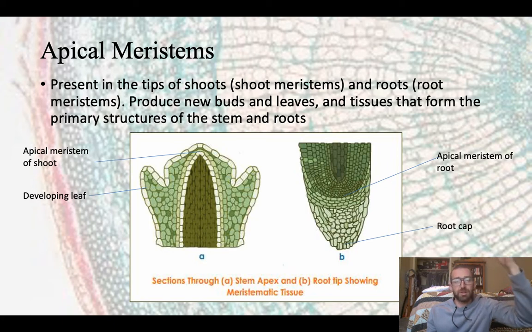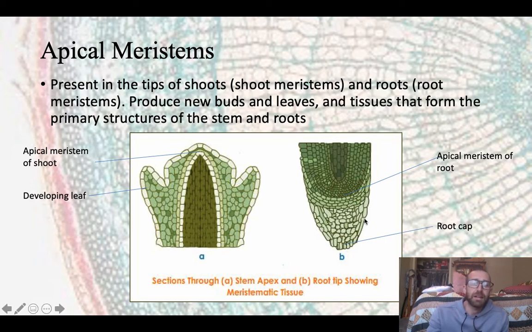And as a result, because they're found in the tips of our shoots, they produce new buds and leaves and stem tissue, as well as new root tissue down here. So right now you guys have your pocket seeds germinating, or you likely have them germinating, and as you're seeing them growing, at the tips of that root and at the tip of your shoot, that stem, are apical meristematic tissue, and that's producing all the new structures initially that you're seeing growing.